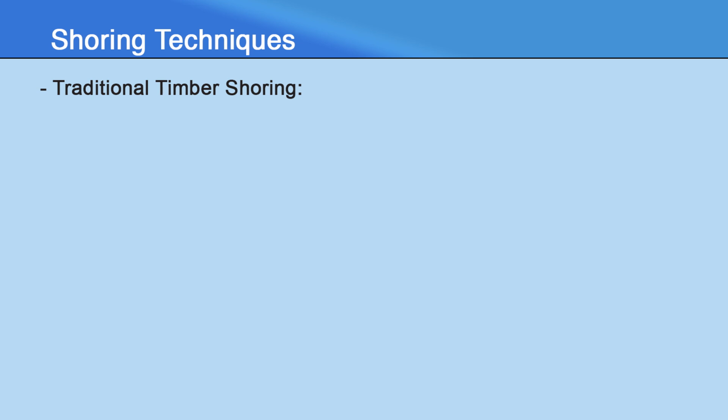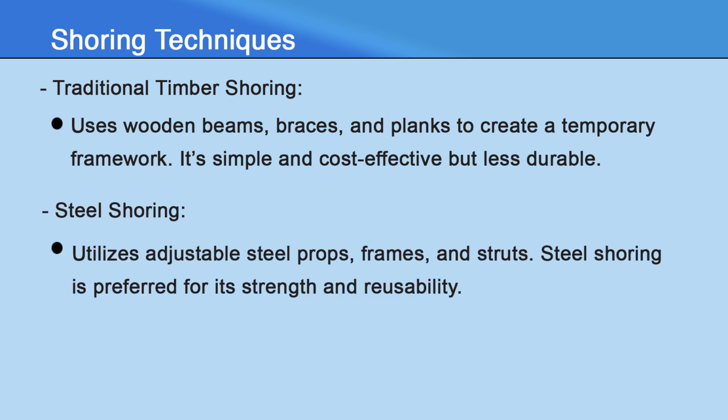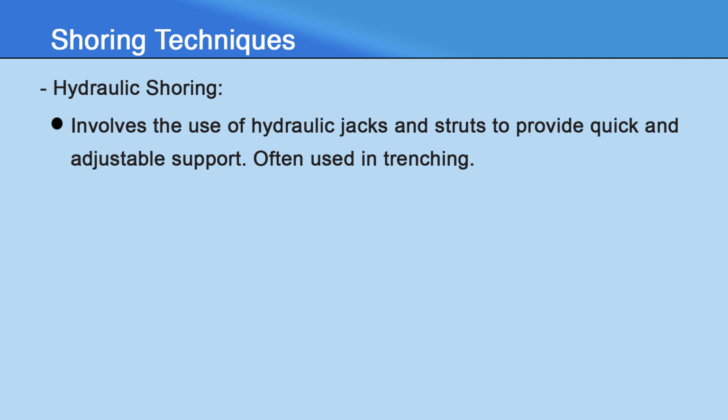Shoring techniques. Three techniques are used. First is traditional timber shoring: use of wooden beams and raised planks to create a temporary framework. It's simple and cost effective but less durable. Steel shoring utilizes adjustable steel props, frames and struts. Steel shoring is preferred for its strength and reusability. Hydraulic shoring involves the use of hydraulic jacks and struts to provide quick and adjustable support. It's often used in trenching.